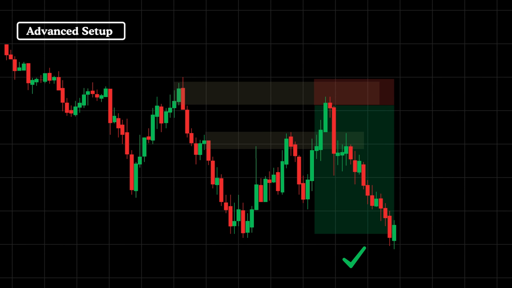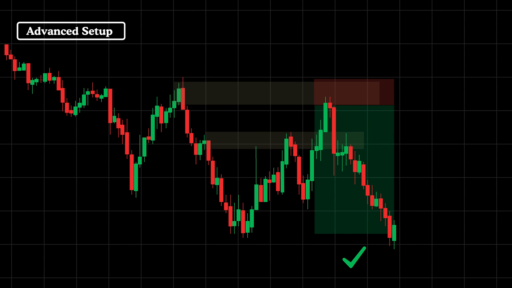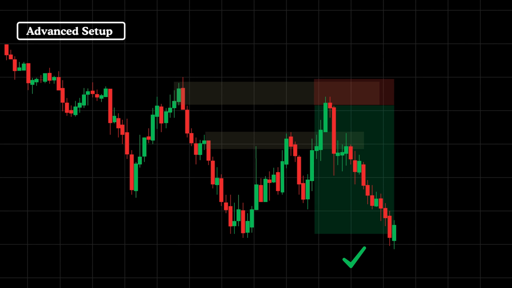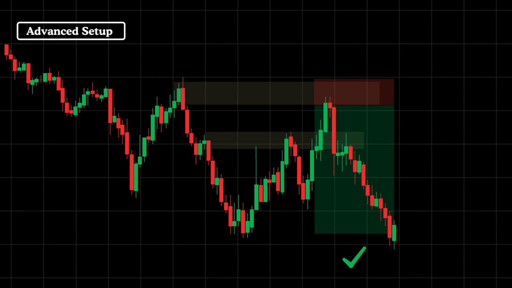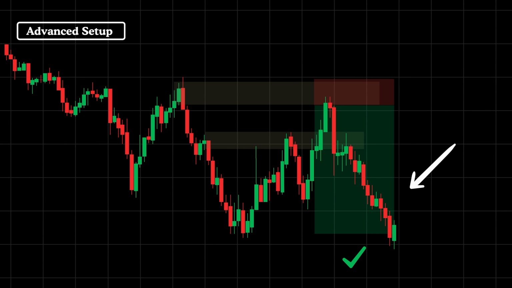Another textbook trade using the liquidity strategy that's helped me consistently make $500 a day, even on lower time frames like the 5 or 15-minute chart. And the best part, this setup works on forex, crypto, stocks, literally any market.